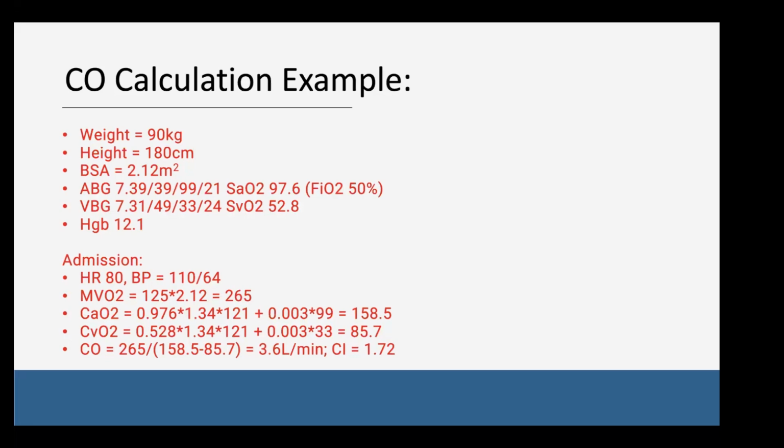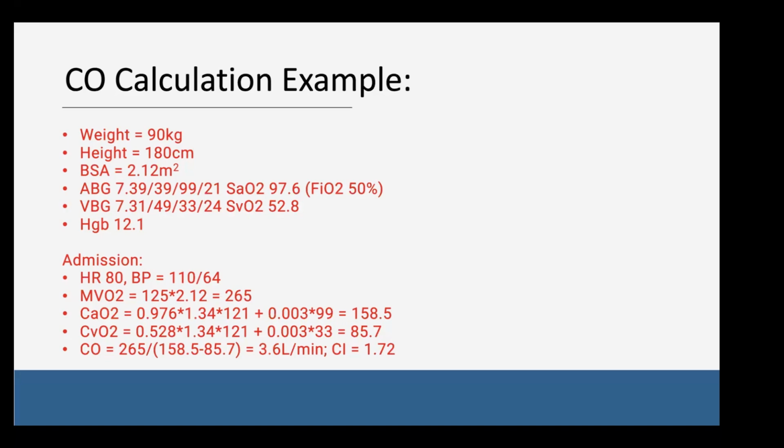The central venous SAT is 52.8, so the CvO2 is 0.528 times 1.34 times 121, which is again the hemoglobin, plus the dissolved oxygen content, which is 0.003 times 33, and that's 85.7. If we try to calculate the cardiac output based on this, we have 265 from our oxygen consumption estimation divided by the arteriovenous content difference, and we calculate 3.6 liters per minute. And if we divide that number by the BSA, we get a cardiac index of 1.72.